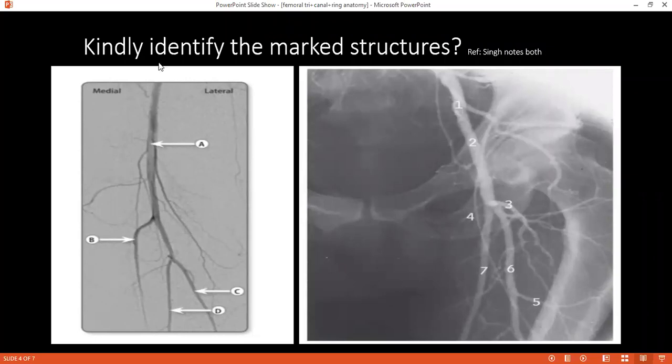Yes, who will tell? This is tibial peroneal trunk. Which one, A or B? The left side one, yes. Yes, and then what is B, please? Anterior tibial artery. C and D, please. C is posterior tibial and D is peroneal artery. Yes, now is it clear? Yes, it is clear, madam. Good, thanks.